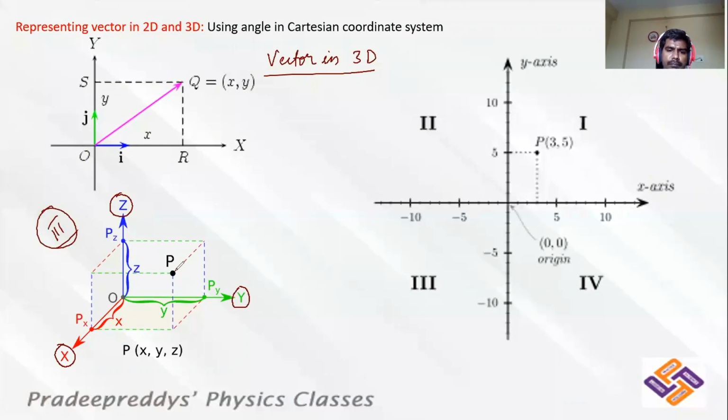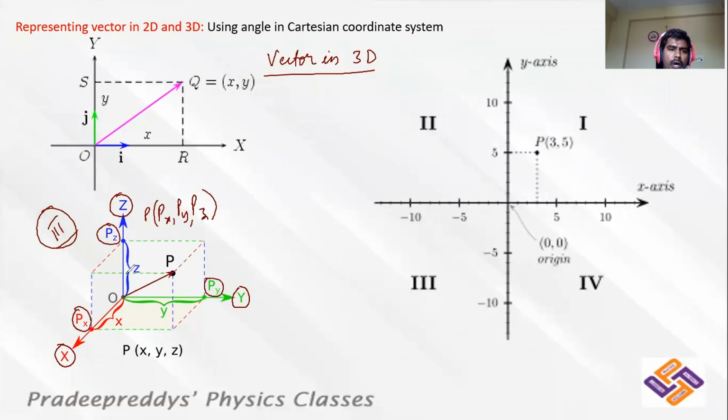It is OP, and that vector is projecting some length along the x-axis, y-axis, and z-axis. How much length is it making along the x-axis? Px. Along the y-axis, Py. Along the z-axis, it is Pz. So these are the points. Px, Py, Pz are the components, or the points. So P can be represented as Px, Py, Pz.